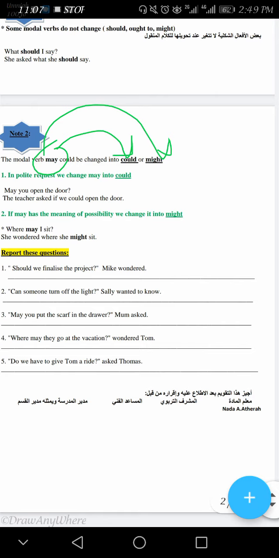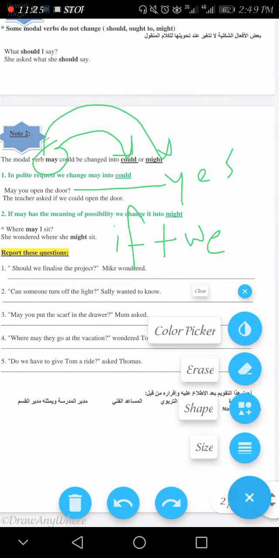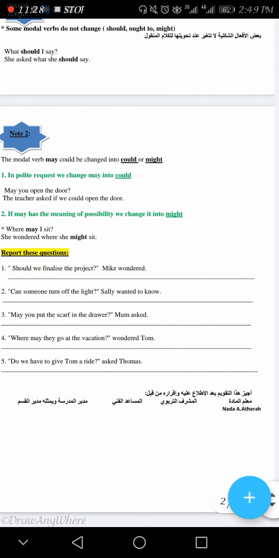The teacher asked. Let's start the conversion. First, this is a yes/no question, which means according to the first rule it will be if, followed directly by the subject, we opened or could open the door. Number 2, if may has the meaning of possibility, we change it into might. Possibility. Where may I sit? The possibility of my sitting. She wondered where she might sit.